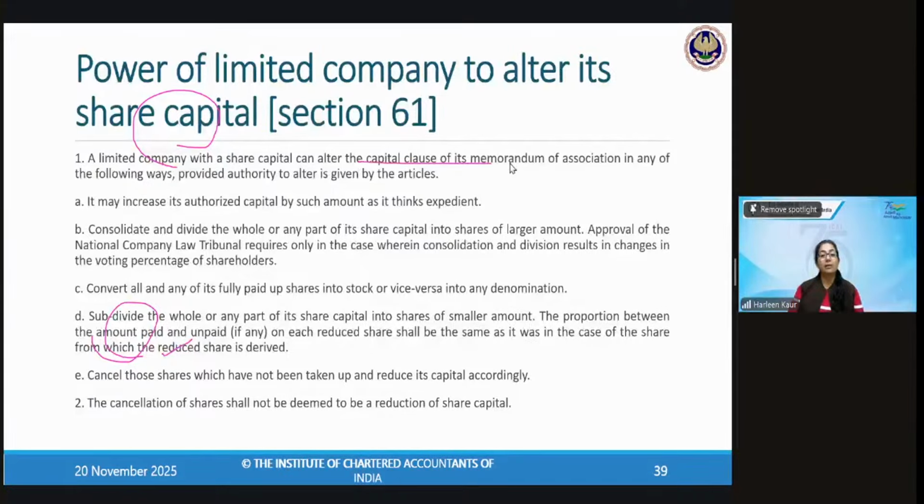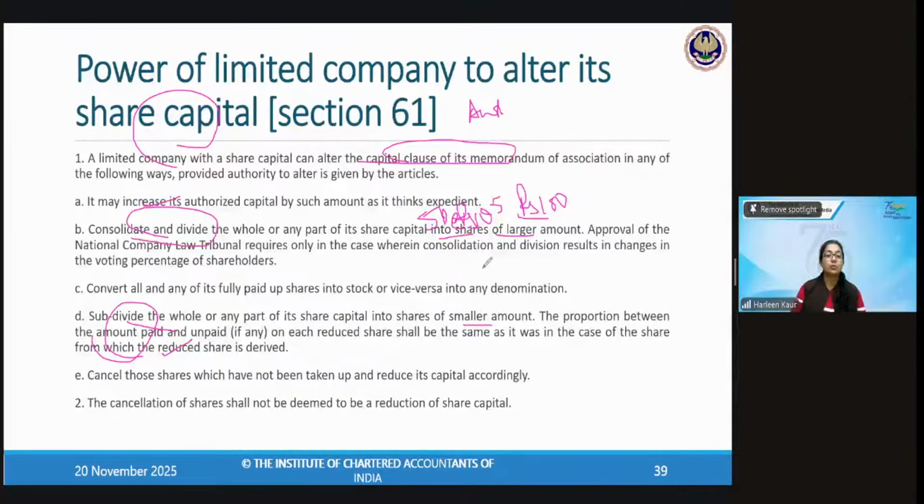If it is the capital clause of the MOA that needs to be altered, what is the MOA's capital clause? It is the authorized share capital, which can be increased, or it can be consolidated and divided into larger parts of shares, or it can be subdivided into smaller parts. Say, for example, the share of rupees 10 can be converted into share of rupees 100 each. So if it is 50 shares of rupees 10, that is 500, so it will be 5 shares of rupees 100. Or you can subdivide into smaller parts.